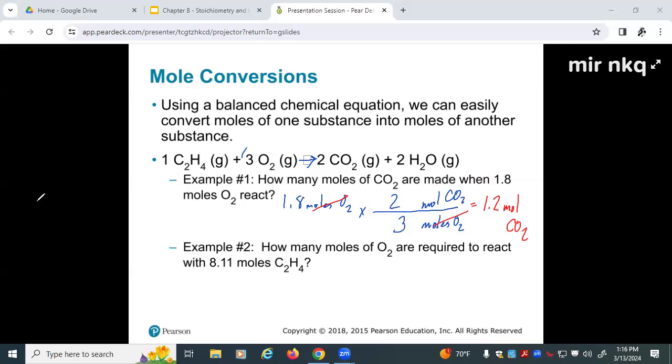Let's look at another example. This time we have 8.11 moles of the ethylene. And we want to turn it into oxygen. We're going to do the same kind of conversion. Moles of ethylene on the bottom, so that it cancels out. Moles of oxygen on top. Coefficient for ethylene is 1, so I have 1 ethylene, and I've got 3 oxygens.